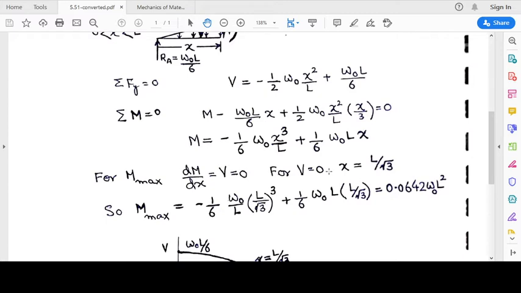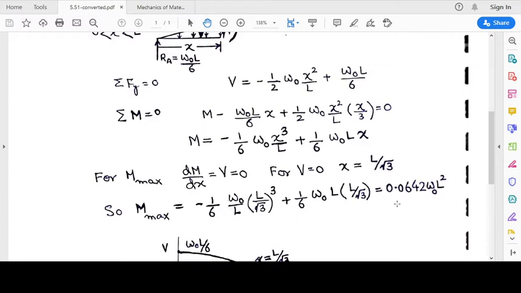So that is the location where you are going to have the maximum bending moment, and you can then find the maximum bending moment by substituting this value of x into the expression for bending moment, which we have already found here from the section. That gives us the value of maximum bending moment. This is what we were required to find in the problem.